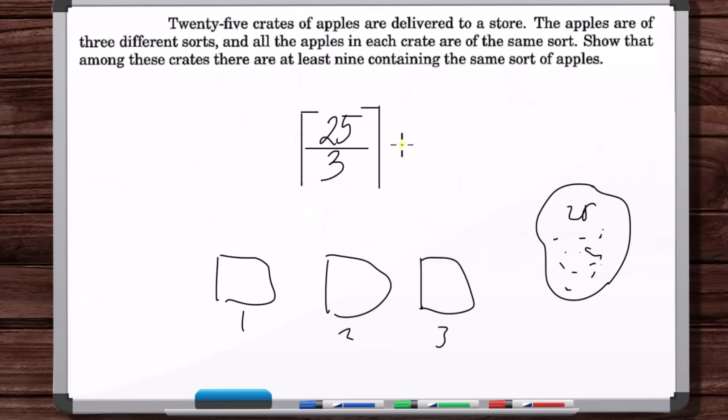Okay, so we have to solve this. We've got, let's see, 8 times 3 is 24. So this is 8 point something. That's 9. There you go.